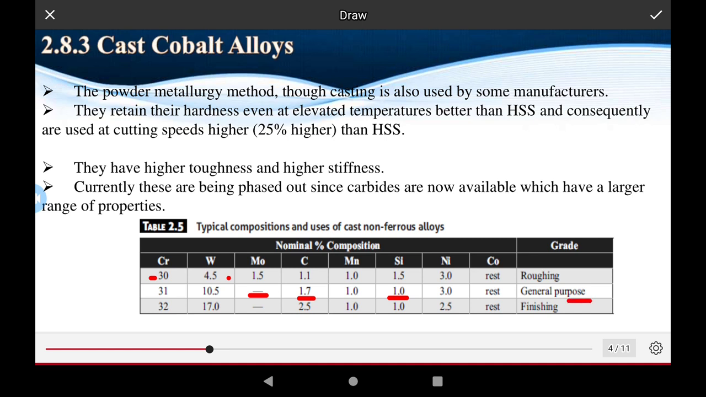The third is for finishing tools. The finishing tool material composition is chromium 32%, tungsten 17%, no molybdenum, a very high carbon content of 2.5%, manganese 1%, silicon 1%, nickel 2.5%, and the remainder cobalt. This material is used for tools in finishing operations.